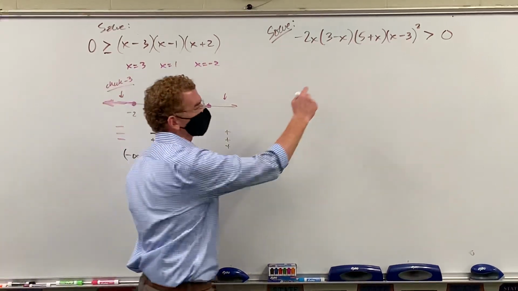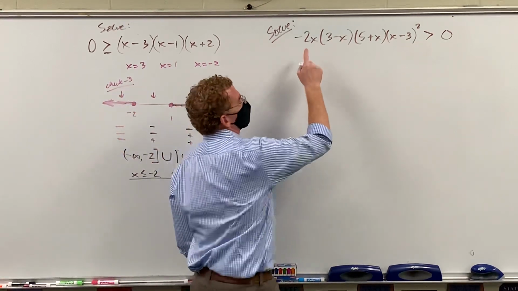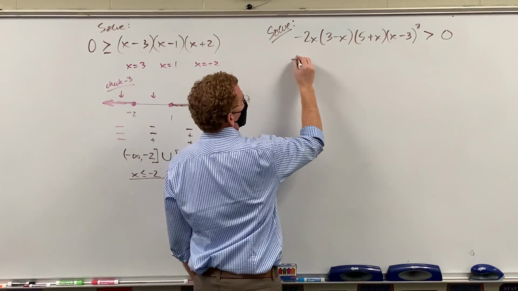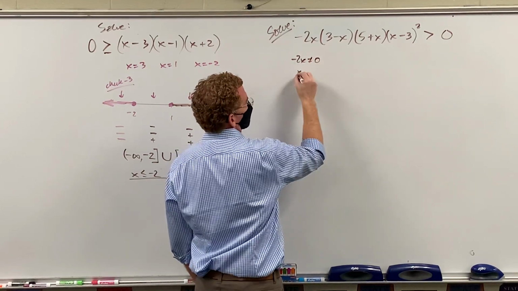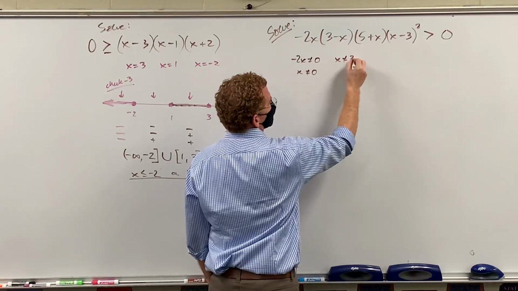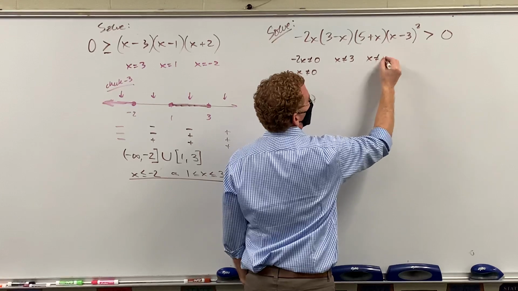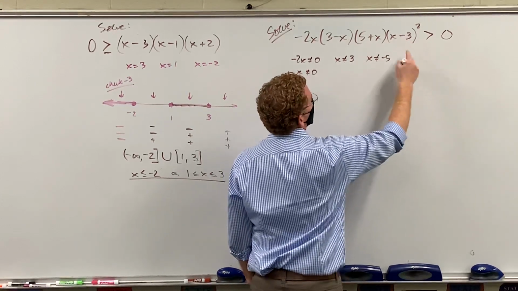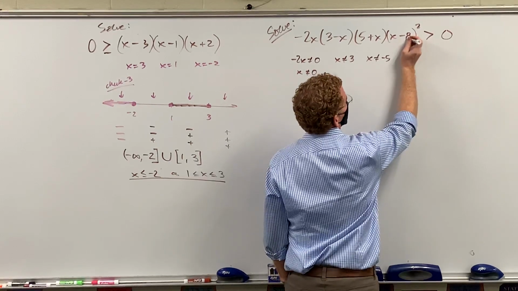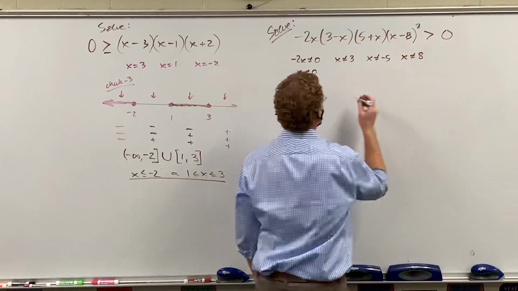So what do I get for these critical numbers here? What are my solutions when I set those each not equal to 0? Right, negative 2x not equal to 0 gives me x not 0. This gives me x not 3. Be careful about those. This gives me x not negative 5, and this gives me, actually, let me change this last one. Change it to an 8. That'll be an easy change. Make it x minus 8. This means x what? Not 8.